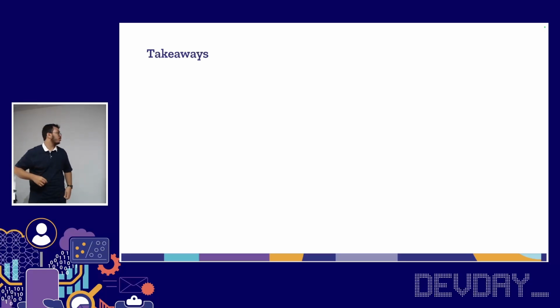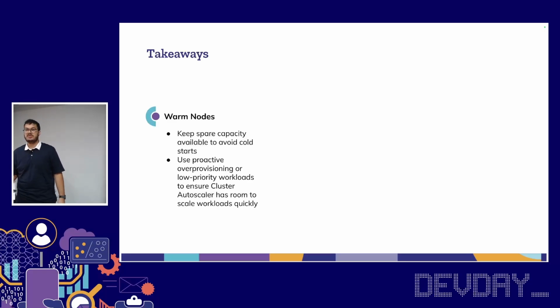We can move on to the takeaways. So firstly, you should have warm nodes. You should have nodes that are there that don't have any capacity allocated to your actual application pods. This gives you some time for the cluster autoscaler to communicate with the cloud provider, to run simulations, and basically ensure that when it wants to add a new node, your applications that are important to you are not facing any downtime.